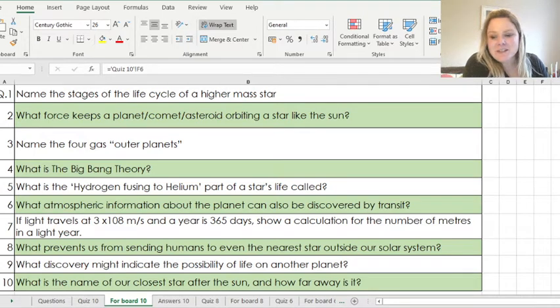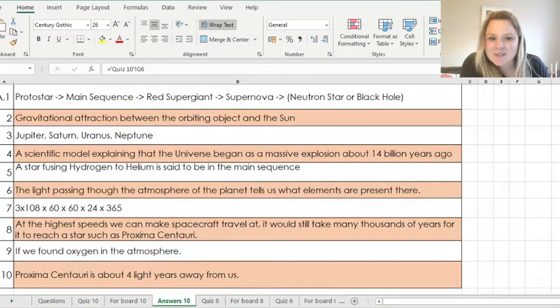Hi, year 12. I've gone a wee bit rogue here and only put space questions into your retrieval roulette. So pause and answer those for me, please, and thank you. Remember in question 7, that should really be 3 times 10 to the power of 8. Here are your answers for marking and correcting. Get that done, thank you very much, and then start to play again whenever you're ready.